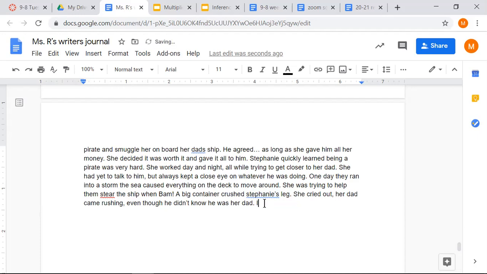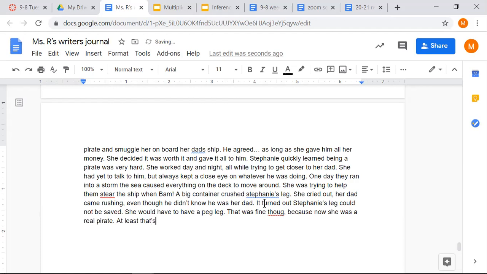It turned out Stephanie's leg could not be saved. She would have to have a peg leg. That was fine though, because now she was a real pirate. At least, that's what her dad said.